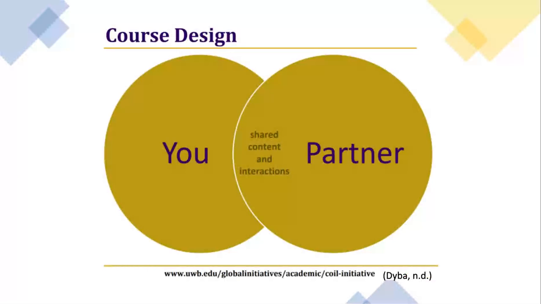So, COIL is a methodology where two instructors, you and your partner, through shared content and interactions, have students from both classes interact in smaller teams, international student teams, to develop a project, but as well to practice flexibility, generosity, and other soft skills that are not necessarily put into practice when academic activities take place during a course.